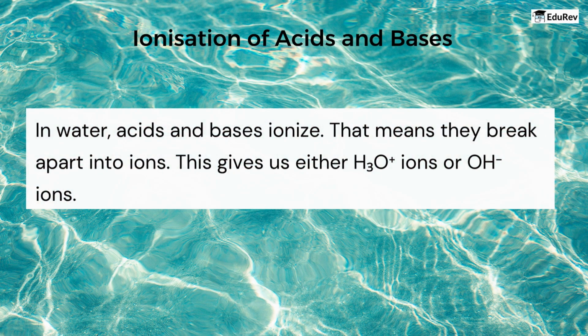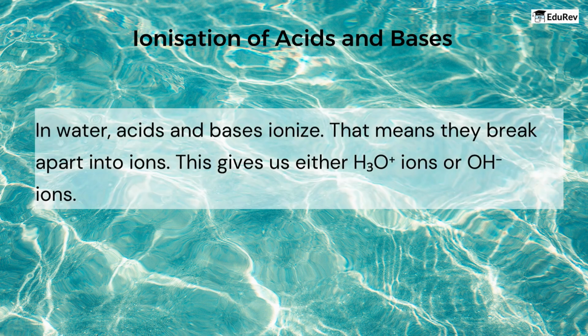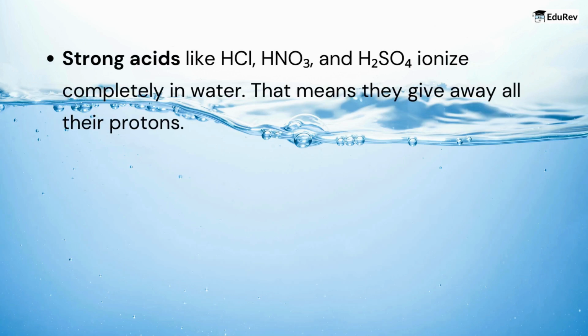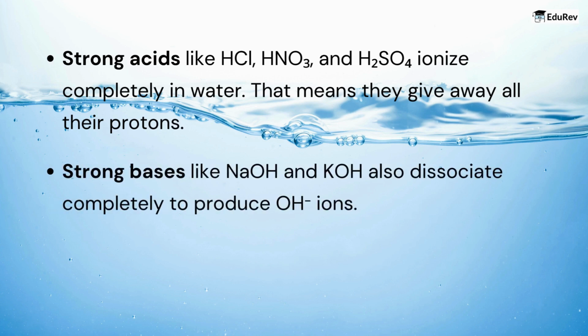In water, acids and bases ionize. That means they break apart into ions. This gives us either H3O plus ions or OH minus ions. Strong acids like HCl, HNO3, and H2SO4 ionize completely in water. That means they give away all their protons. Strong bases like NaOH and KOH also dissociate completely to produce OH minus ions.